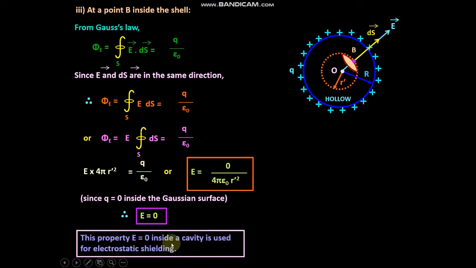This property, E equal to 0 inside the cavity, is used for electrostatic shielding. So what is the meaning of this? Suppose I have an apparatus, I want to keep it safe. If I keep it inside this, so naturally electric field strength will not come inside and the device will be safe.